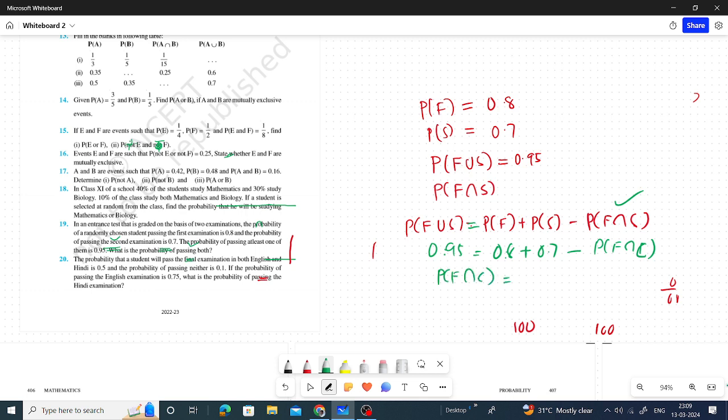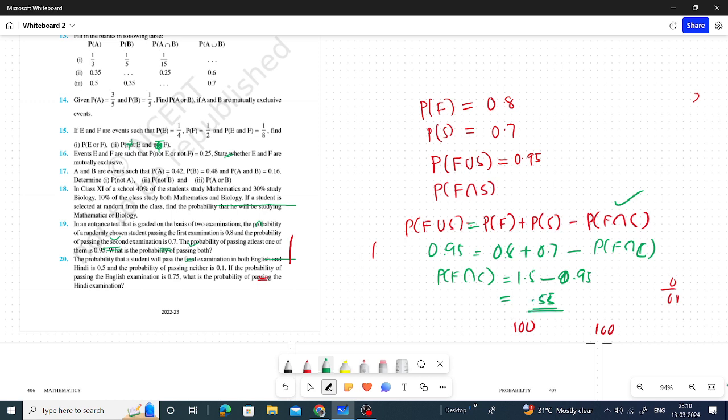0.8 plus 0.7 is 1.5 minus 0.95, which is equal to 0.55. 0.55 will be the answer.